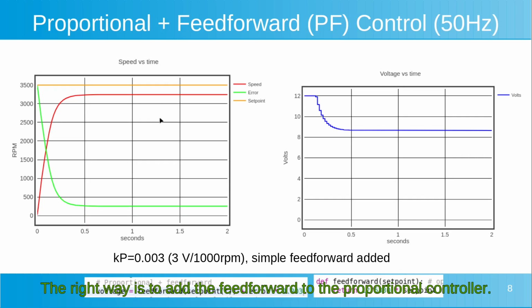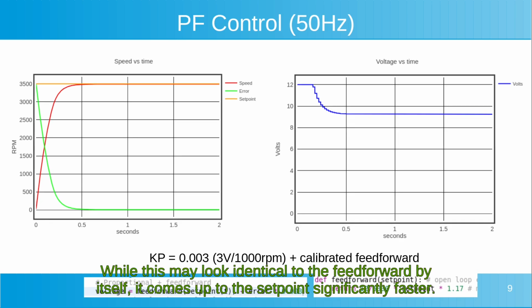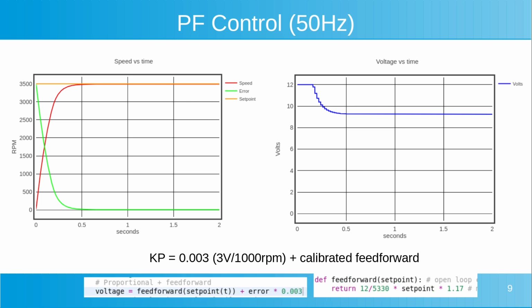The correct solution is to add the feedforward to the proportional controller. As you can see here, the simple feedforward still doesn't get us quite all the way to the set point. So we need to add the calibration value from earlier. And here we go. It looks very similar to the calibrated feedforward curve, but you'll notice if you compare the two side by side that they actually converge onto the set point faster with the proportional control, which adds some extra oomph to the response.